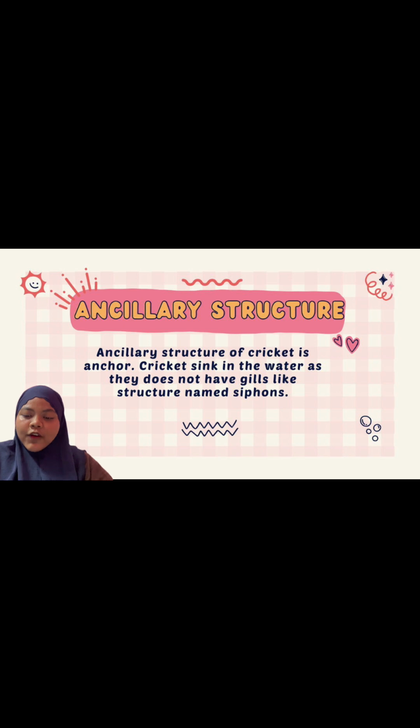Next is the ancillary structure. The ancillary structure of the cricket is anchor. There are two ancillary structures of insects, which are anchor and float. For the cricket, the ancillary structure is anchor because crickets sink in the water as they do not have a gill structure like the siphon. Siphon is usually found in the larvae of mosquitoes and other species.